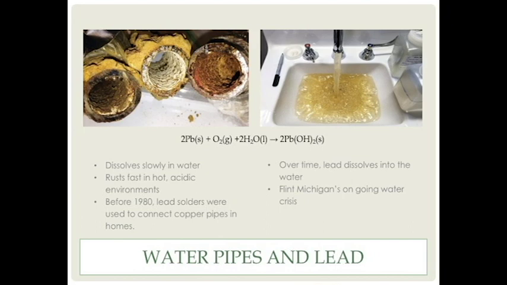So how exactly does lead react in our environment? And more specifically, how does it react in our pipes? Lead dissolves very slowly in water, and in addition, it does not tarnish or rust quickly. However, if it is placed under hot, acidic environments, the lead will react rapidly and will therefore tarnish much faster. This becomes a major problem when using lead in water pipes.